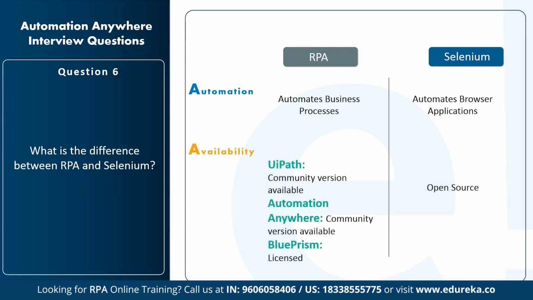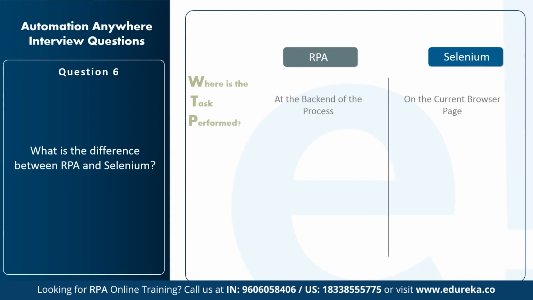Moving on to the next parameter, that is availability. RPA has various tools in its industry with the help of which you can automate tasks. The most popular tools, as I said before, are UiPath, Blue Prism, and Automation Anywhere. And UiPath and Automation Anywhere have free trial versions, whereas Blue Prism has licensed versions. Coming to Selenium, Selenium is open source. Moving on to the next parameter, that is, where is the task performed? Well, in RPA, the task is performed at the back end of the process, and in Selenium, it is performed on the current browser page. Coming to the next parameter, that is the major components used. RPA mainly uses the RPA bots, and in the case of Selenium, the Selenium web drivers are used.